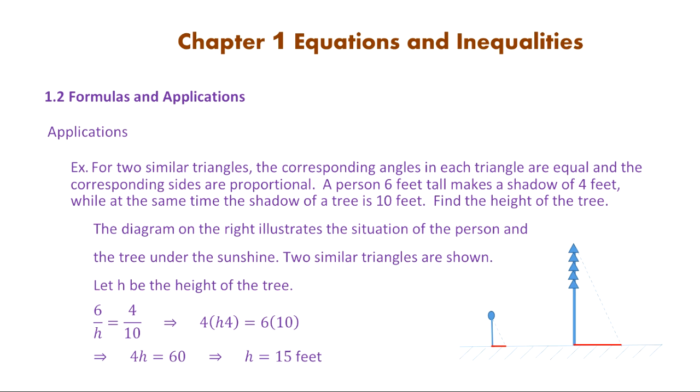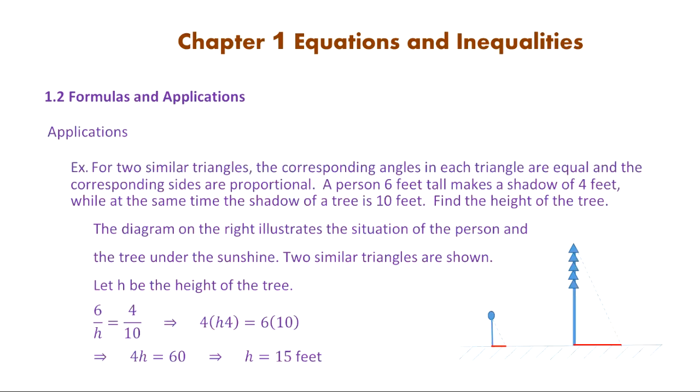So the diagram on the right illustrates the situation of the person and the tree in the sunshine. The two similar triangles are shown, all right? So again, the first step to solve it is to assign a variable to the problem you want to solve. So we need to find the height of the tree. So let h be the height of the tree. That's always the first step, as I just said.